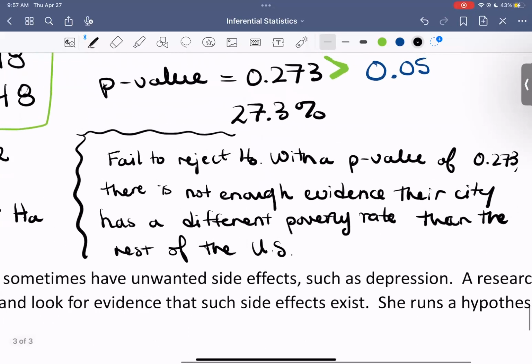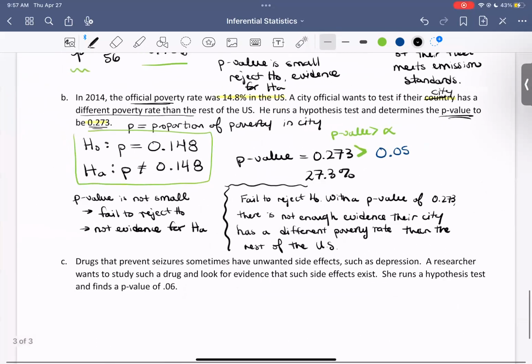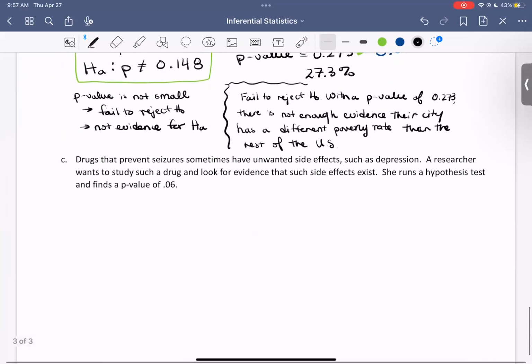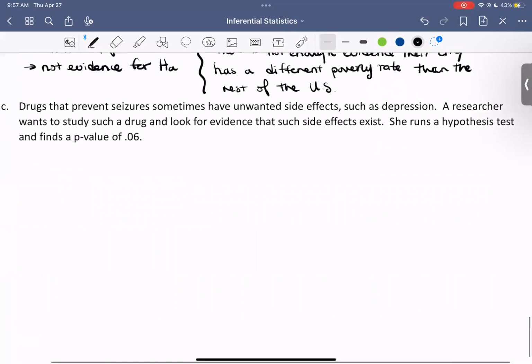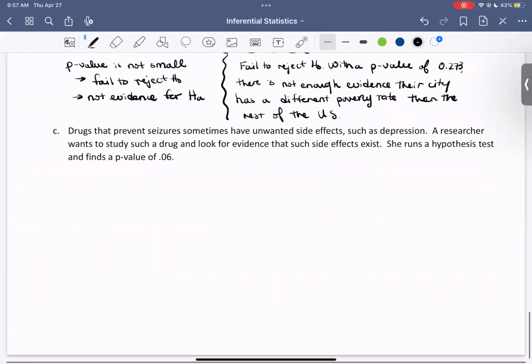All right, nice work on that. So let's just finish off by looking at this last part here. So we can even go a little faster now that we're getting used to working with these types of objects and words. So let's go ahead and read the situation. Drugs that prevent seizures sometimes have unwanted side effects, such as depression. A researcher wants to study such a drug and look for evidence that such side effects exist. So she runs a hypothesis test and finds her p-value to be 0.06.